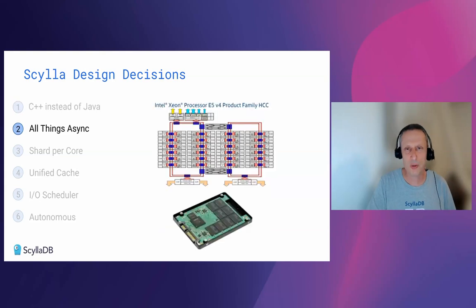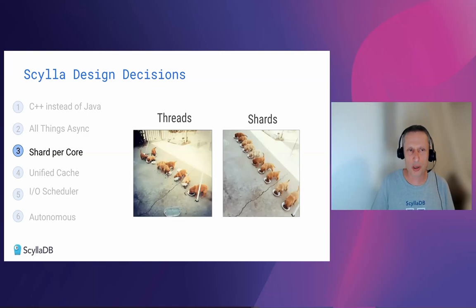It is now. In Scylla, everything is async. This means, and this is very much related to the next point of shard per core, when we benchmarked other databases when we started, we found out that a lot of the resources of the database, and this is, by the way, true for many other applications, are consumed by context switches.